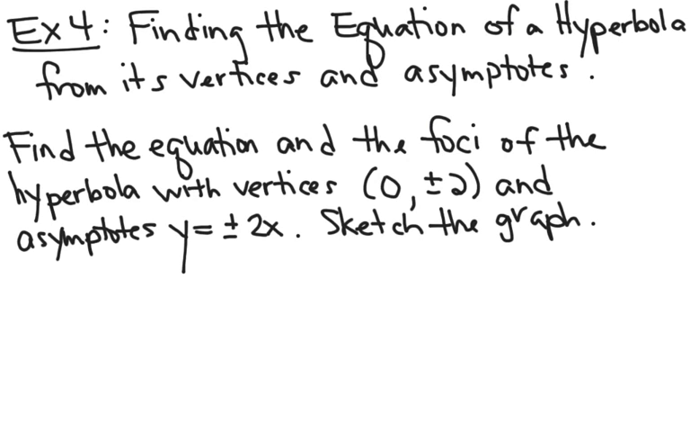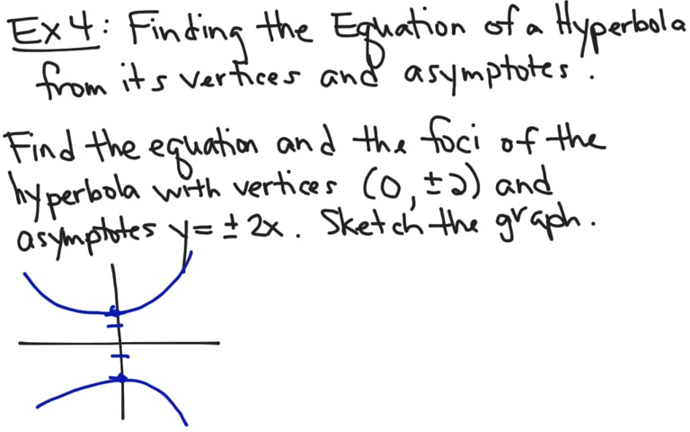Now let's find the equation of a hyperbola from its vertices and asymptotes. Find the equation and the foci of the hyperbola with vertices at 0, plus or minus 2, and asymptotes y equals plus or minus 2x. Sketch the graph. Let me start with a quick sketch. If the vertices are at 0, 2, and 0, negative 2, that means that the hyperbola must open up or down. So at least I kind of know how this starts. I don't know how wide they are, that depends on the asymptotes, but at least this gives you a general idea.